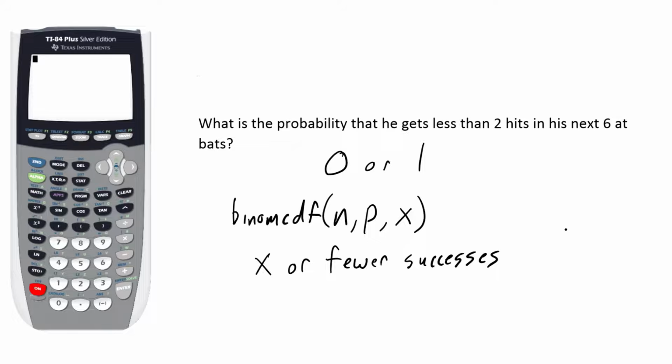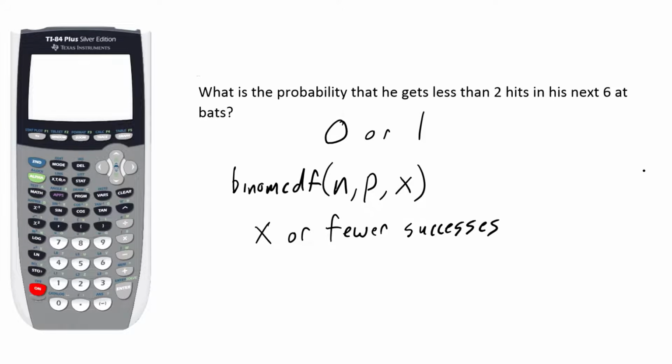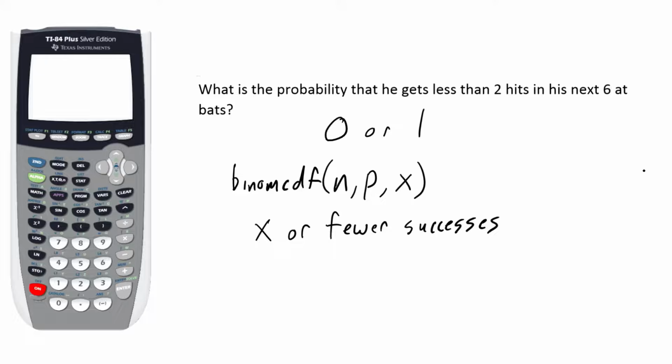So if we want to calculate the probability that Albert gets 0 or 1 hits, what we want to do is binomial CDF. There's 6 trials because we're going up to bat 6 times. The probability of success was his batting average, 0.320. And then we want 1 or fewer successes since we're looking for him getting 0 or 1 hit.